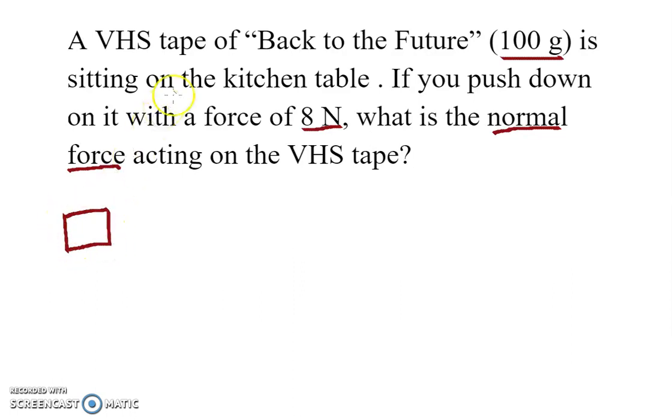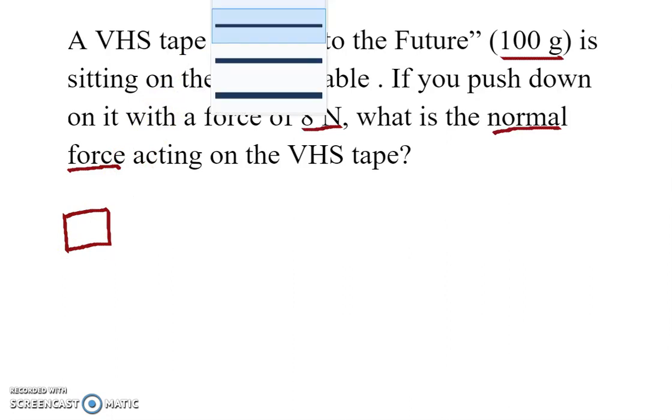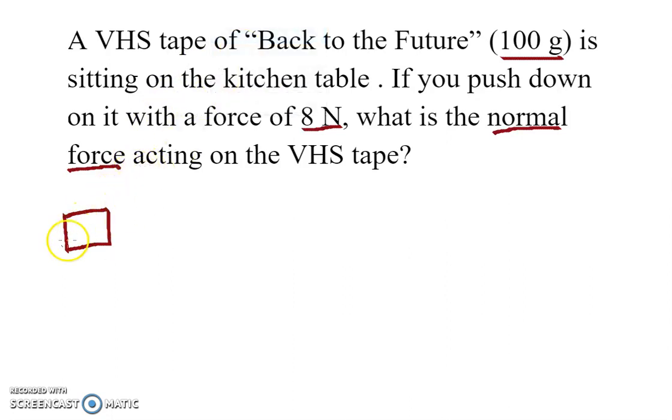We have an object and it's sitting on a surface. I'll draw the surface. So we have a normal force, or I'll draw the other force first. If it's sitting on a surface, assuming this is on Earth, there's a force of gravity pulling it down. And if you're pushing down on it, there's also an applied force down as well. So there's two forces, the force of gravity and the applied force that you're pushing down on it with. The other force is the normal force, and that's going to be pushing it up.